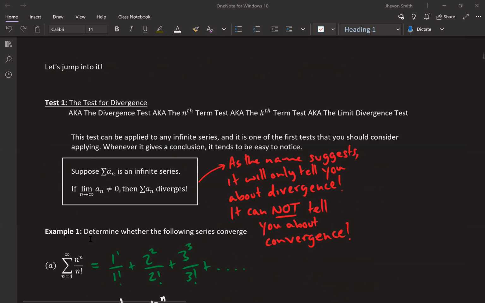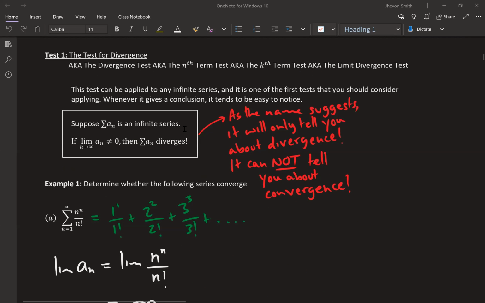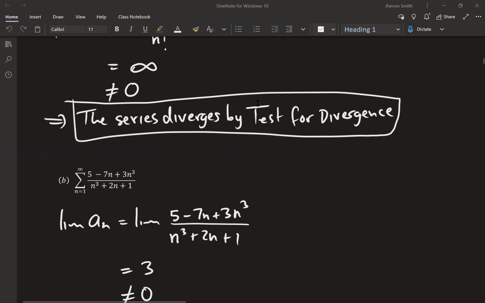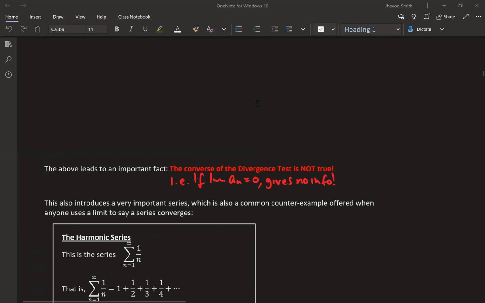But yeah, so last time we spoke about a couple tests, the test for divergence. And as the name suggests, remember, this can only tell you about divergence. You cannot use this test to test for convergence, right? So basically, if the limit of the sequence terms does not approach 0, it means that the series does not converge. We did a bunch of examples there.